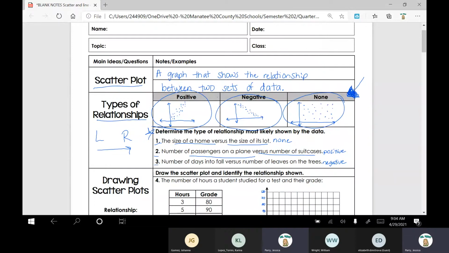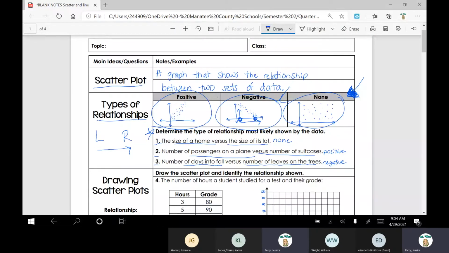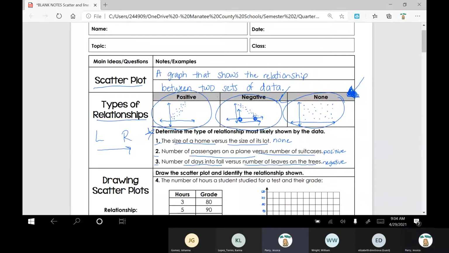Last one, number three, number of days into fall versus number of leaves on the tree. So I know we live in Florida. Not sure if anyone's from anywhere else, but typically in fall, the more days you go into that season of fall, there's less leaves on the tree. So that would be a negative correlation. This is the days into fall, and then the number of leaves on a tree. So at the very beginning of fall, there's the most leaves, and then closest to the end of fall, there's not a lot of leaves. So that would be a negative correlation.